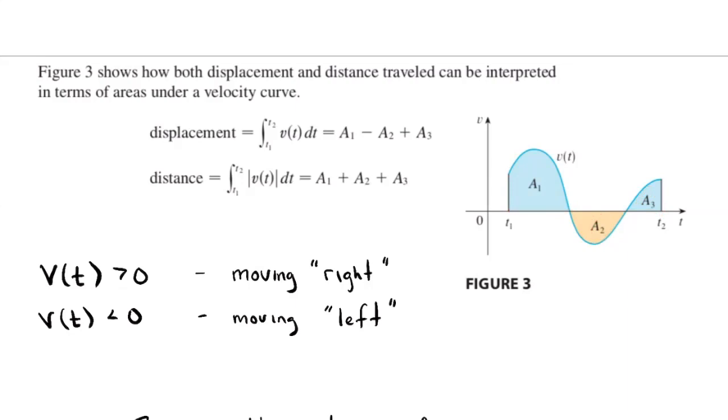So if you were thinking about the displacement of it, well, you would take how far you went to the right, take away how far you went to the left, and then add how far you go to the right. That's your displacement. If you want the distance traveled, you would just sum those three distances, right? Because you're not keeping track of which way you're going. You just want to know how far.